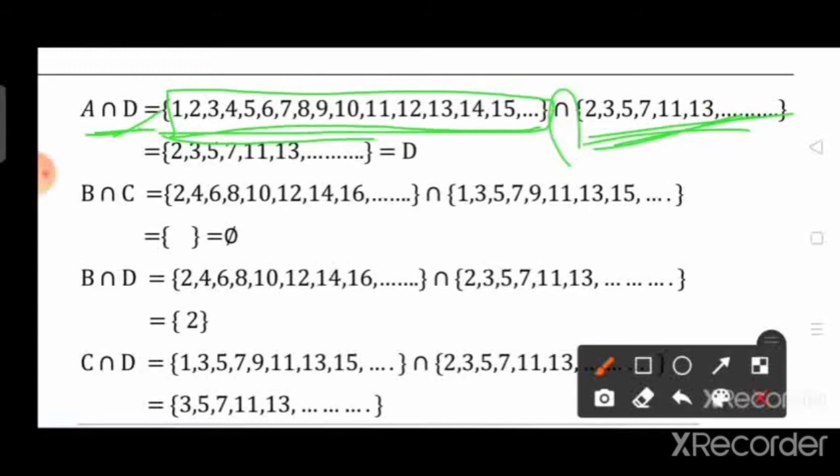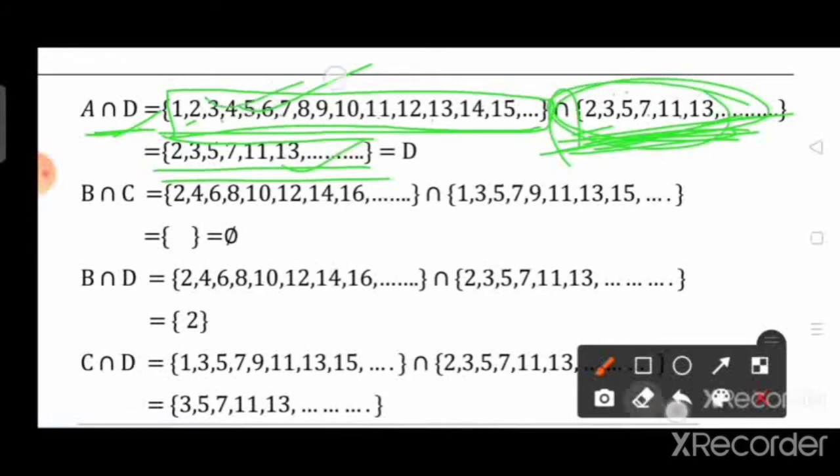In these two sets, we have to write the common elements. Just check here: 2 is here, 3 is also here, and 5 also, 7, 11, 13, like that. All the prime numbers are present in A. So that's why this set is our answer: 2, 3, 5, 7, 11, 13. All prime numbers are in the set of natural numbers. So the answer is D.